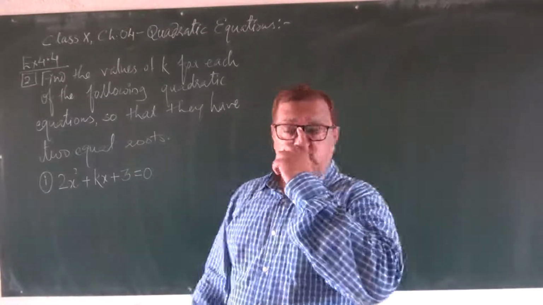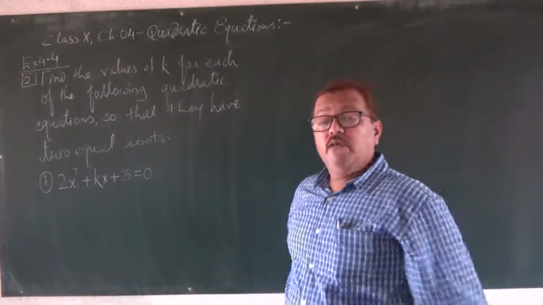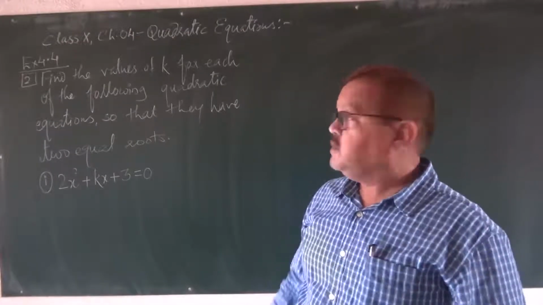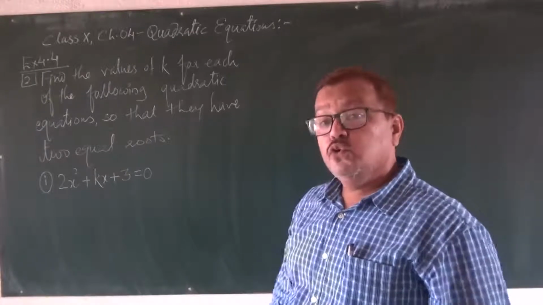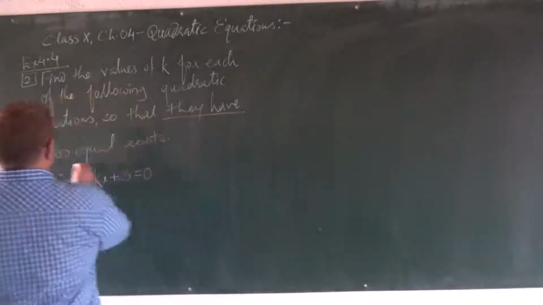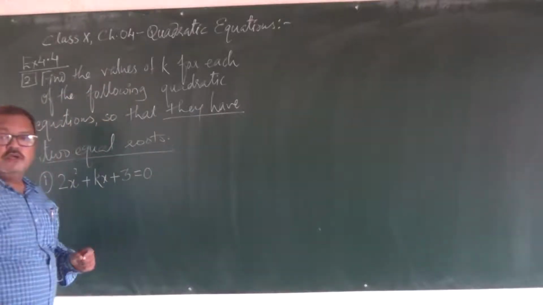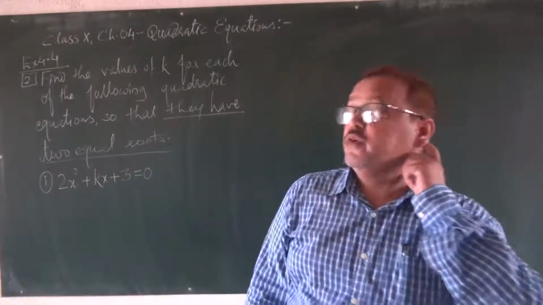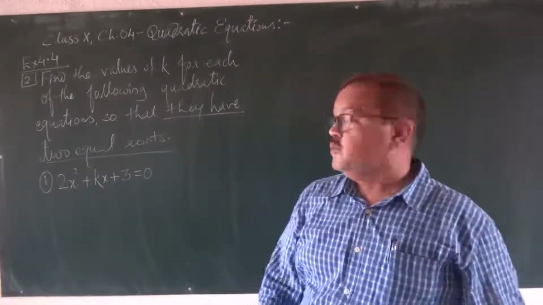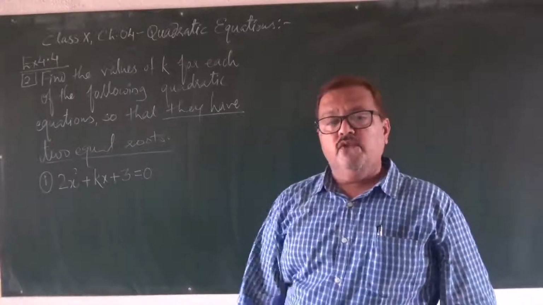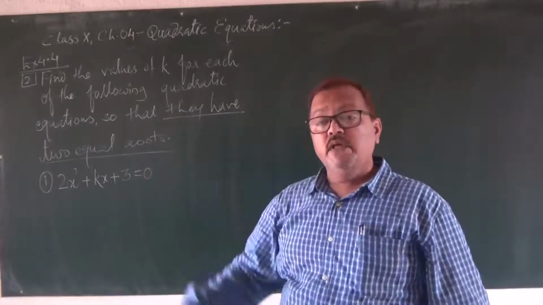Let us see now question number 2. Find the values of k for each of the following quadratic equations so that they have two equal roots. See the condition: they have two equal roots. So what is the condition to have equal roots? We should have b square minus 4ac is equal to 0. So there are two sub questions. One I have left for you to practice. Only one I will be solving.